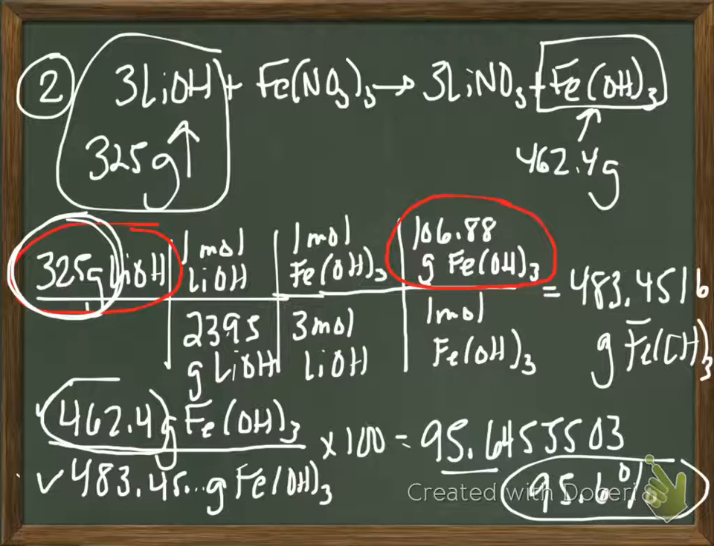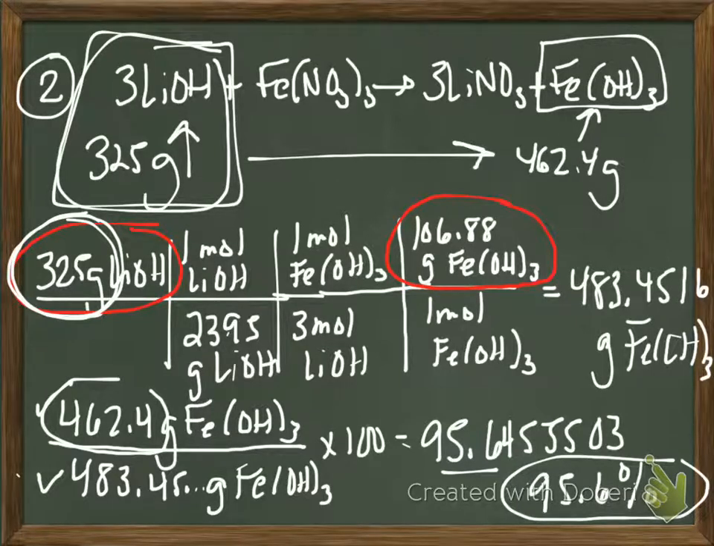How do you know if you don't need to find a limiting and an excess? If you're only given a mass for one reactant, you're just going through to theoretical. You're just taking that mass of a reactant, in this case it was lithium hydroxide, and doing a factor label through to find a theoretical yield of one of your products.